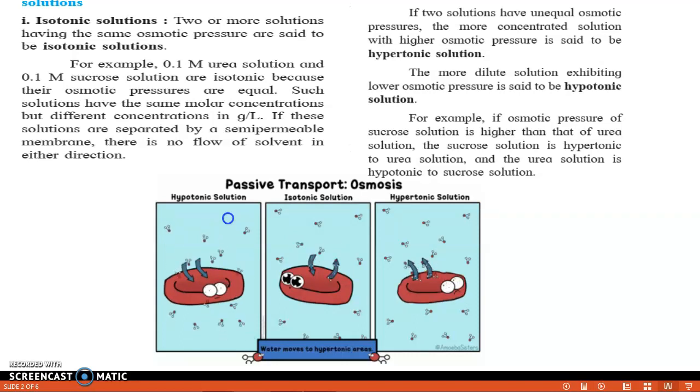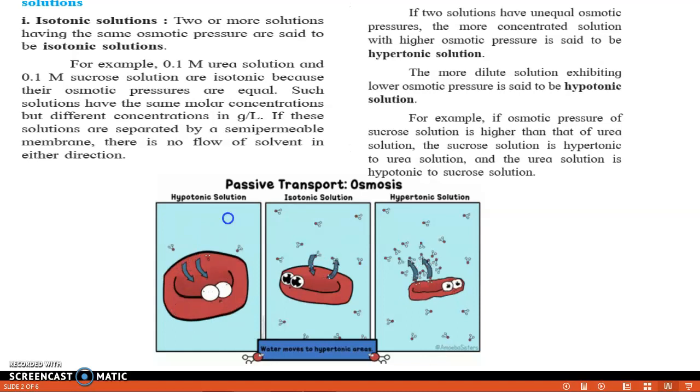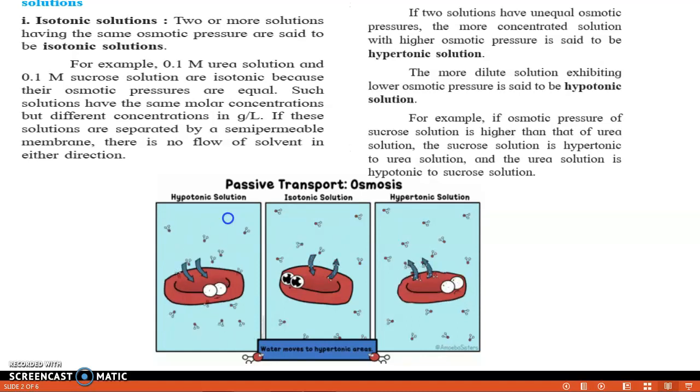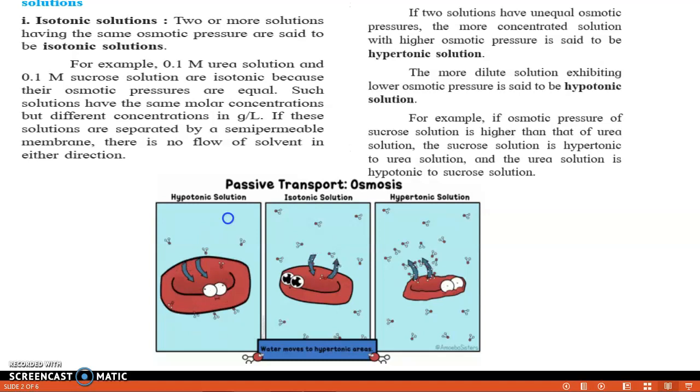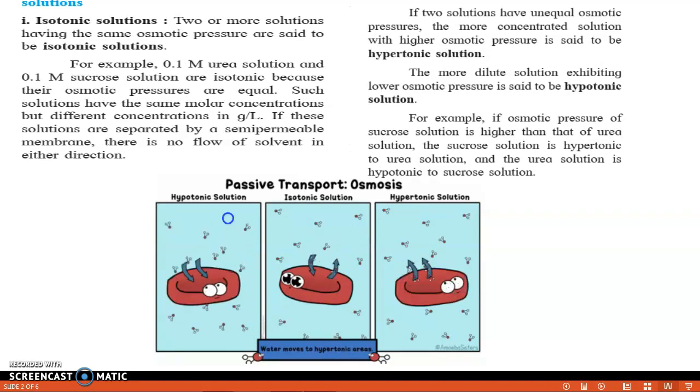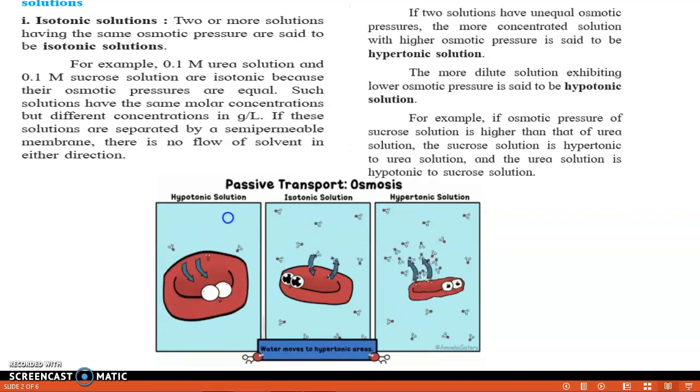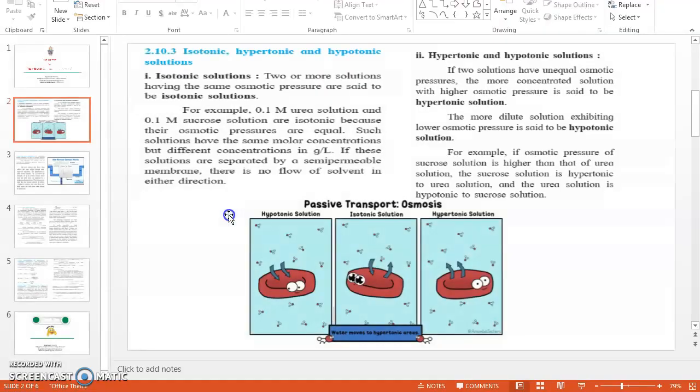For example, the osmotic pressure of sucrose solution is higher than that of the urea solution. The sucrose solution is hypertonic to urea and the urea solution is called hypotonic. Hence, urea solution has the lower concentration and sucrose solution has the higher concentration.